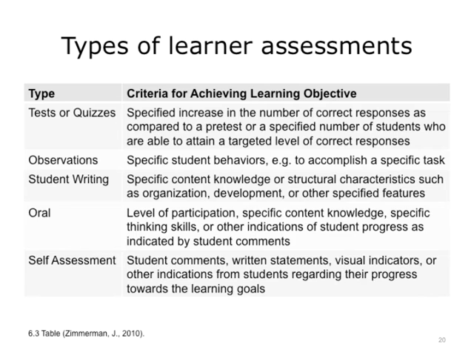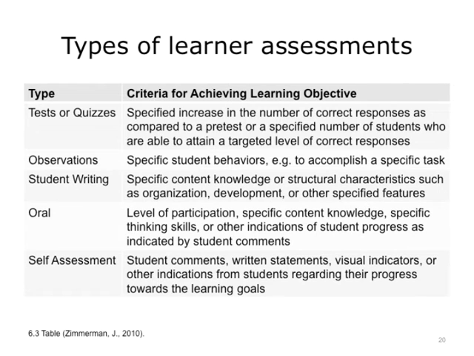Tests or quizzes. The criteria for achieving the learning objective may include a specified increase in the number of correct responses as compared to a pretest, or a specified number of students who are able to attain a targeted level of correct responses. Observation of student performance. The criteria for achieving the learning objective could include specific student behaviors, for example, to accomplish a specific task.